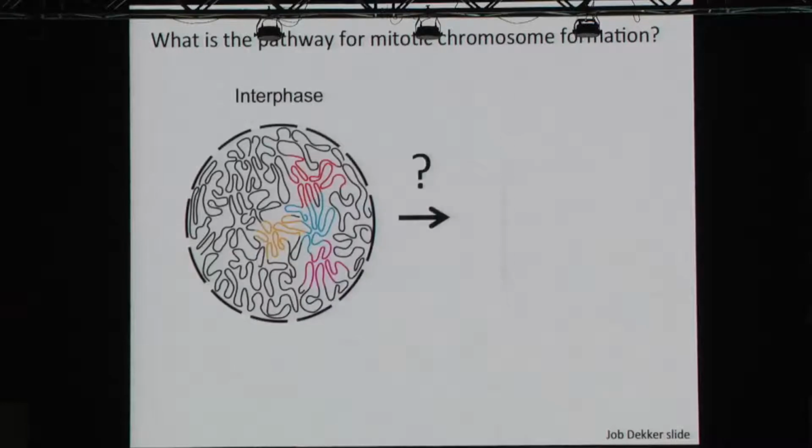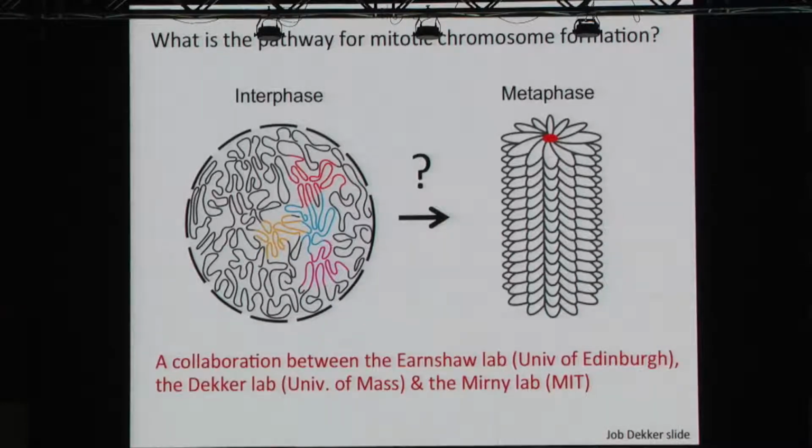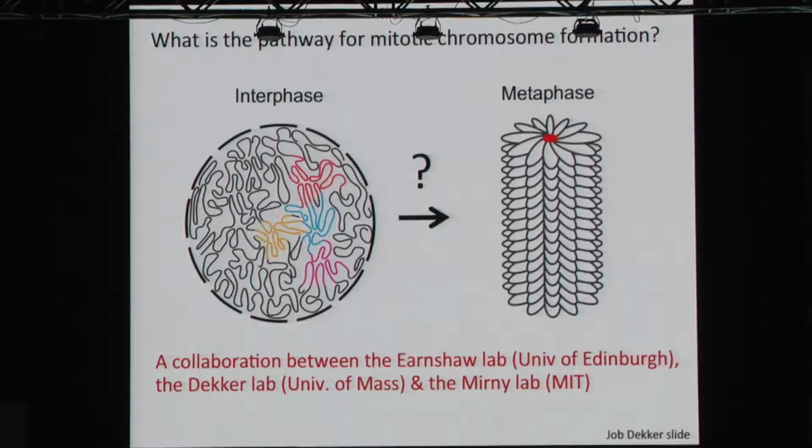So what we wanted to do was define the pathway for mitotic chromosome formation. The result of conversations that began at that meeting was a collaboration between my lab in Edinburgh, Job Dekker's lab at the University of Massachusetts, and Leonid Mirny's lab at MIT. And this is the perfect collaboration. My lab did all of the biology. Job Dekker's lab did all of the Hi-C and all of the complicated analysis of the Hi-C data. And Leonid Mirny's lab are physicists, and they did all the mathematical modeling that was required to understand this. This work is just now in press in Science, if you want to have a look at it.